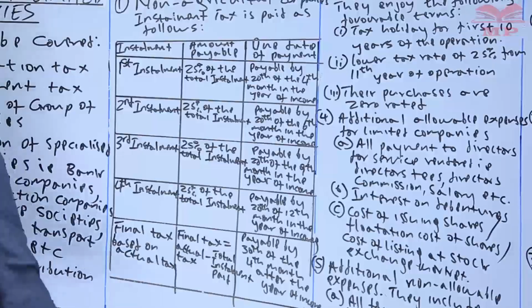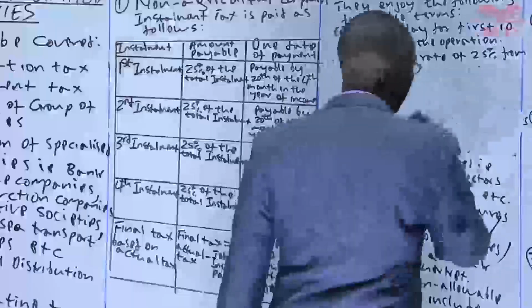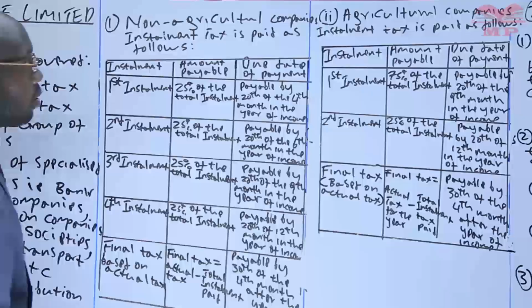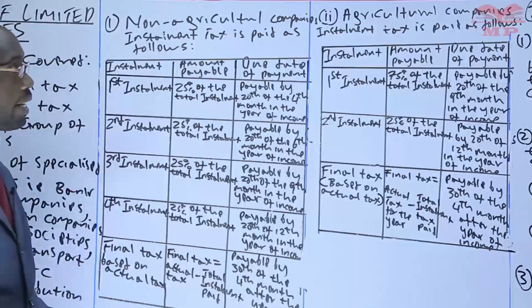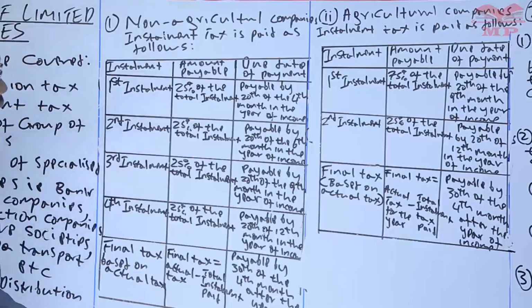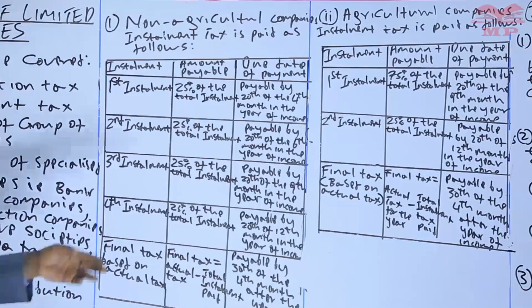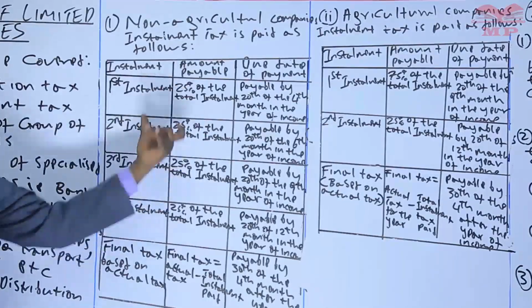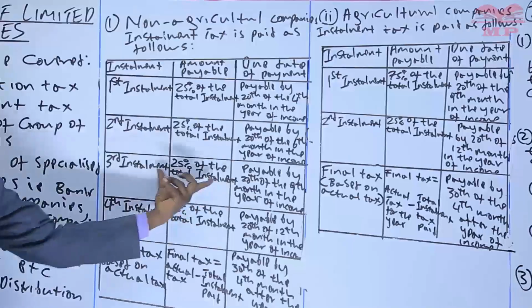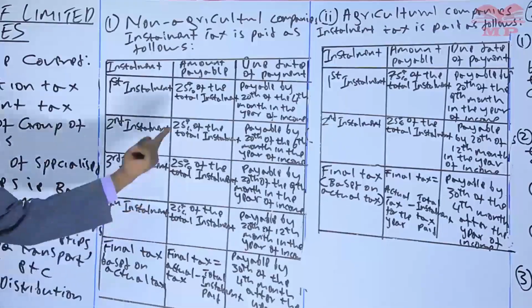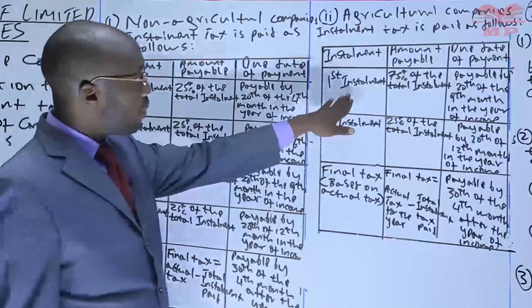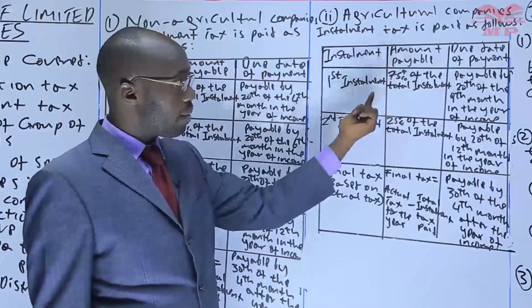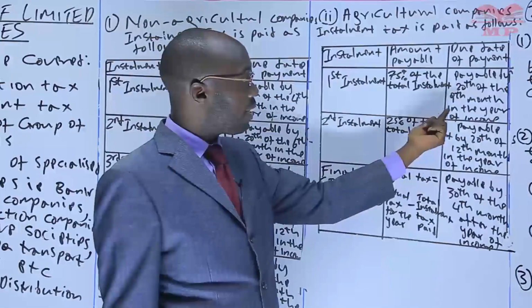How about the agricultural companies? This is how the installment tax is paid. So that is for agricultural companies. That is how they pay the installment tax. And if you compare with the non-agricultural company, you find that there is not much difference. Actually, the only difference is that for an agricultural company, instead of paying the first installment of 25, and the second one and the third, they are combined and paid where we were paying the third installment for a non-agricultural company. So we add the 3 so that the first installment becomes 75% of the total installment you had estimated, and you pay by 20th of the 9th month in the year of income.